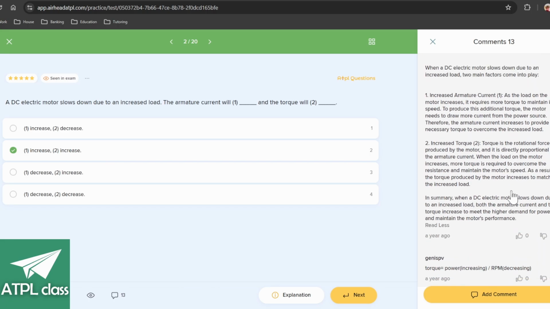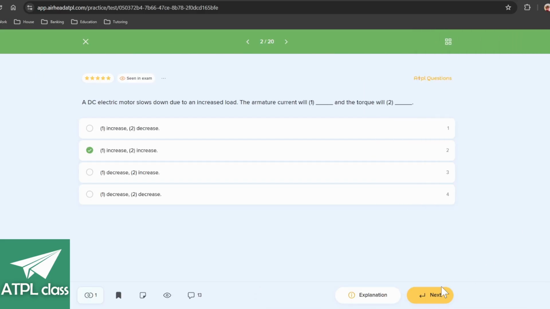That's a good one. As the load on the motor increases, it requires more torque to maintain its speed. Yes. To produce the additional torque, the motor needs to draw more current from the power source, therefore the armature current increases to provide the necessary torque to overcome the increased load. Yeah, so if there's more load, you need more torque. To get more torque, you need more current. That's essentially what that is saying. Cool. Next question.